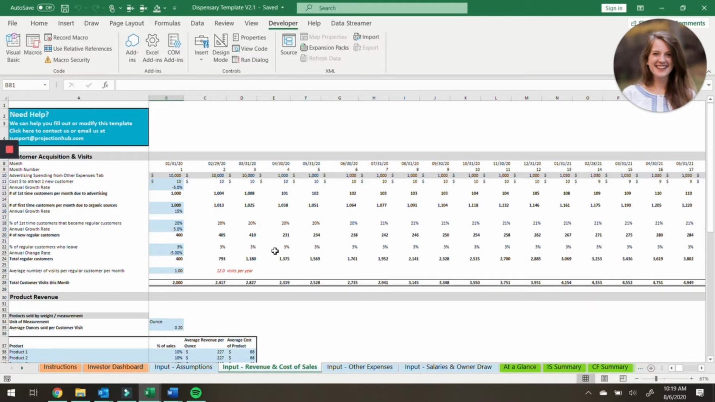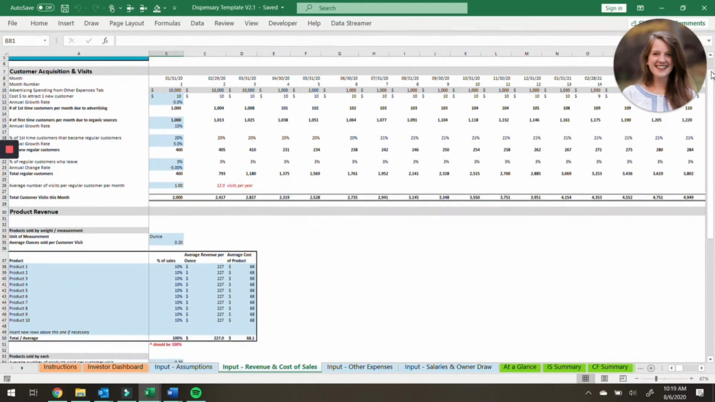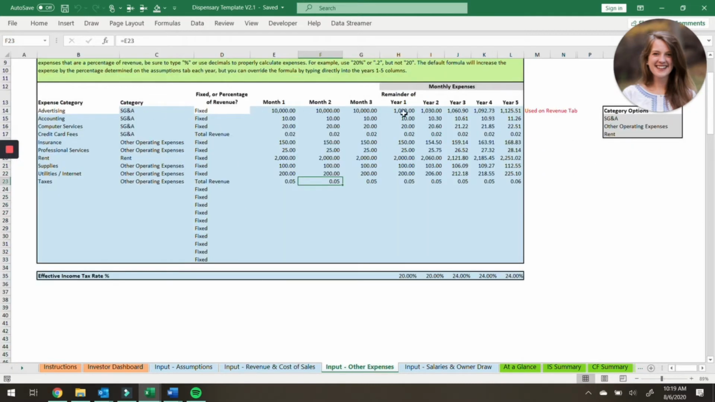The next tab is the revenue model, which is the biggest and most important tab in this model. So on the revenue model, the first thing we look at is customer acquisition. So customer acquisition is a function of advertising spending in this model. So we look at the amount you're spending on advertising, and that is coming from the next tab, this first line here.